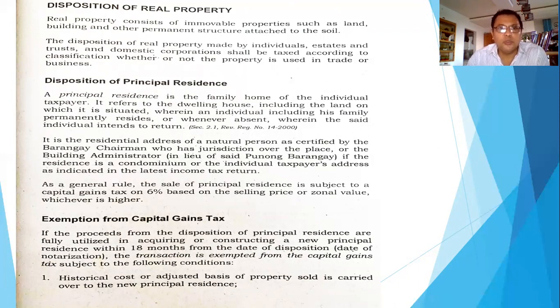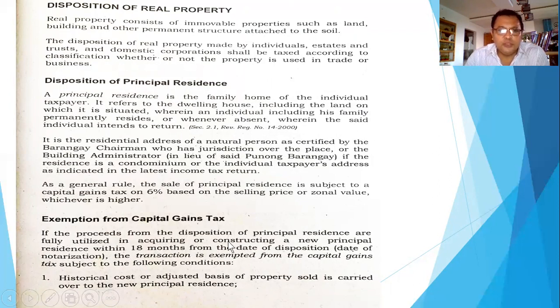As a general rule, the sale of a principal residence is subject to capital gains tax of 6% based on the selling price or the zonal value, whichever is higher. And there's also the assessed value, whichever is higher. But there are exemptions.